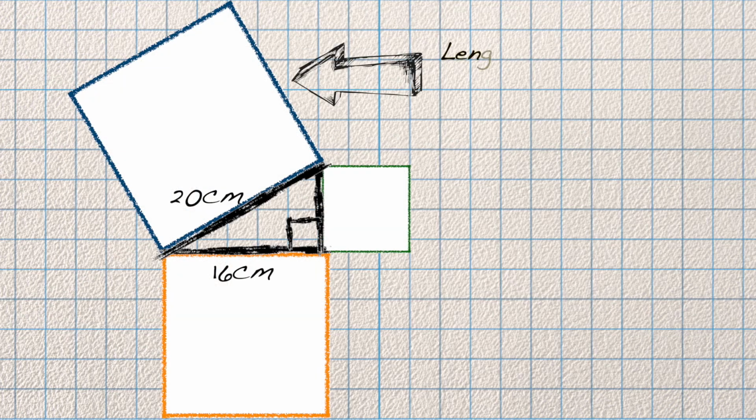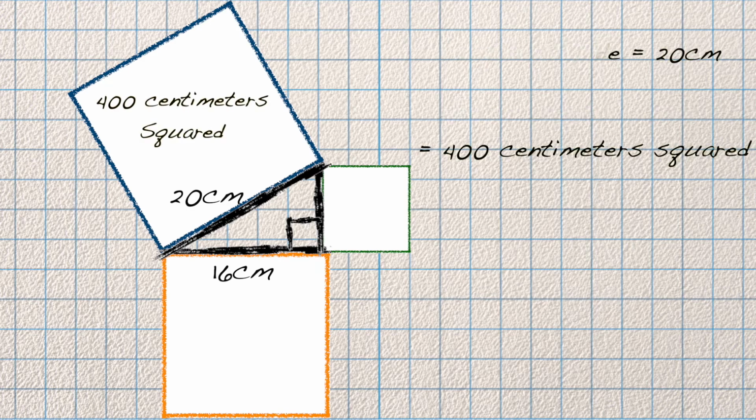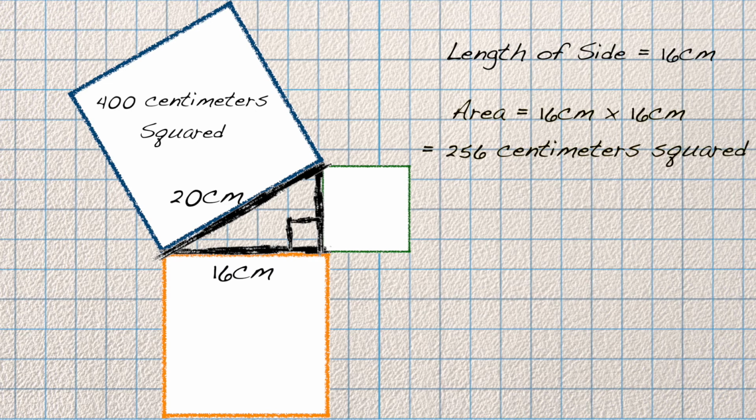This square has a side length of 20 centimeters. So the area of the square is 20 times 20, which is 400 centimeters squared. This square has a side length of 16 centimeters. So the area is 16 times 16, which is equal to 256 centimeters squared.